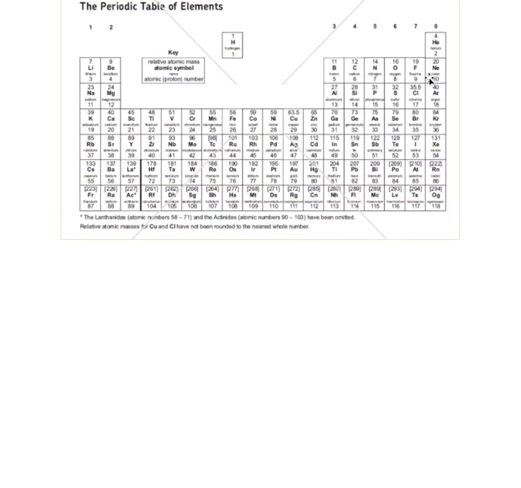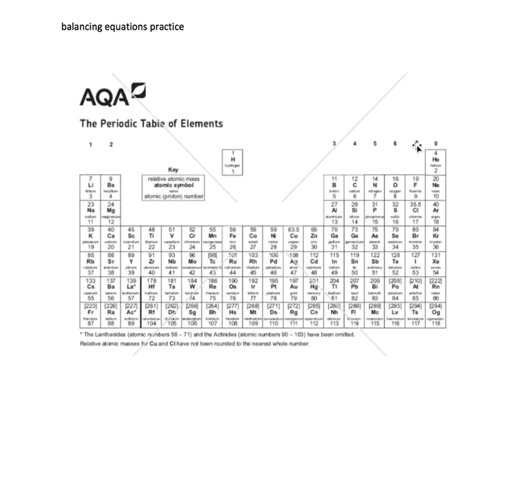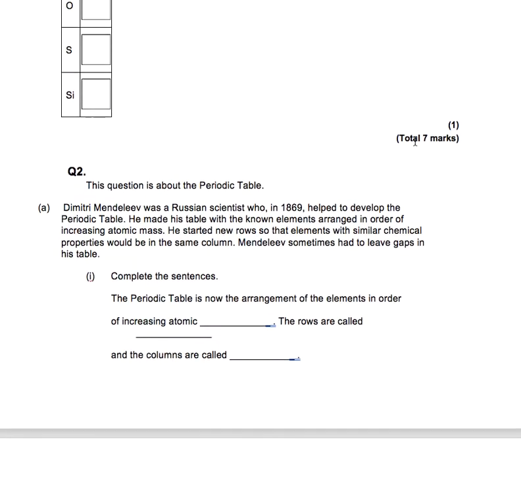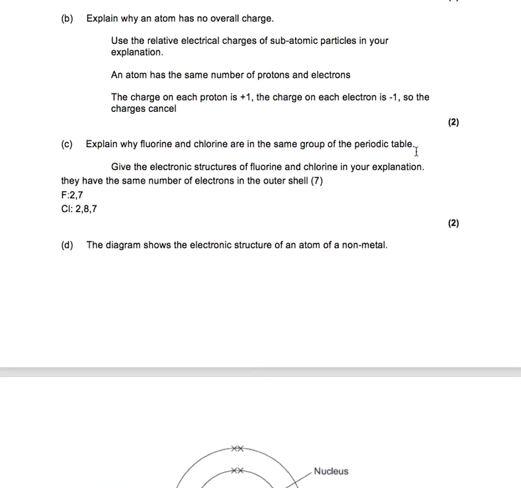each time we go down one and start a new period, we have filled one shell of electrons. So we're going to go 2, 7, 2, 8, 7, 2, 8, 8, 7 will be our electronic structure. Every time we go down one, we have another full shell. So 2, 8, 7 for chlorine.